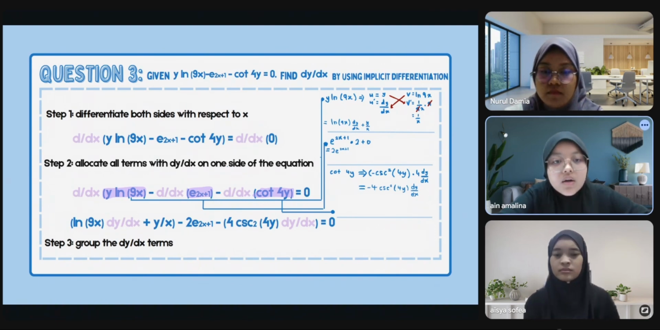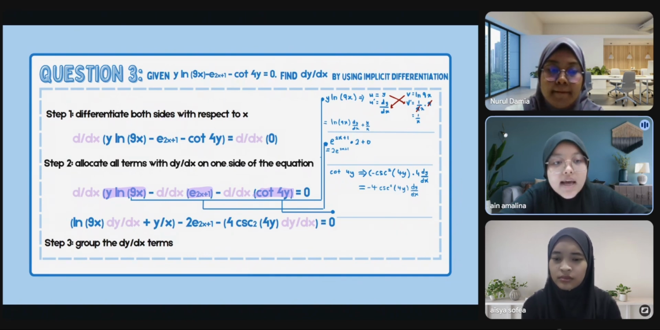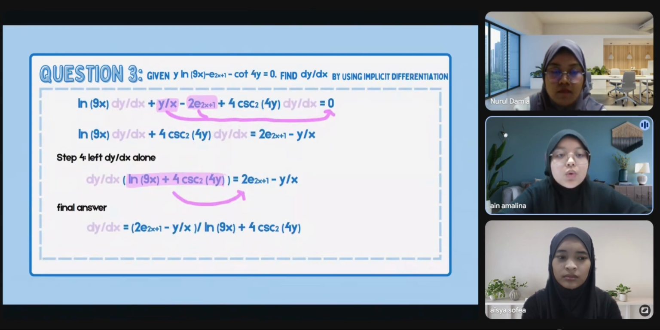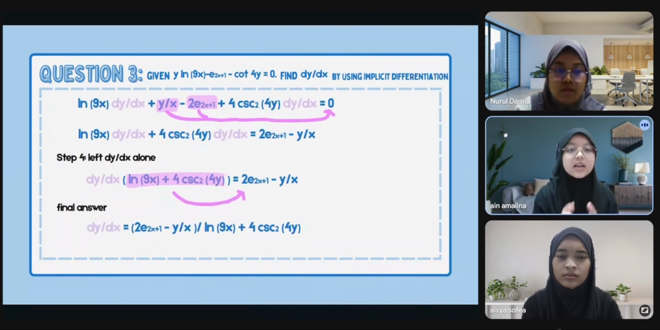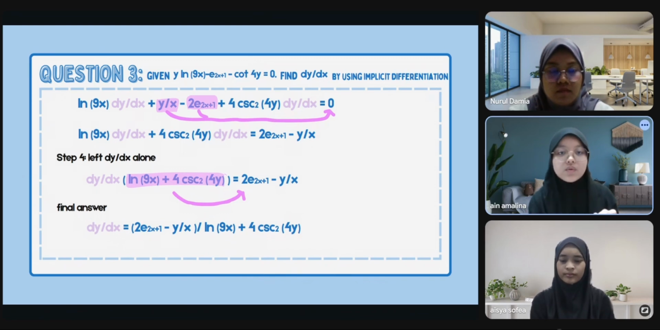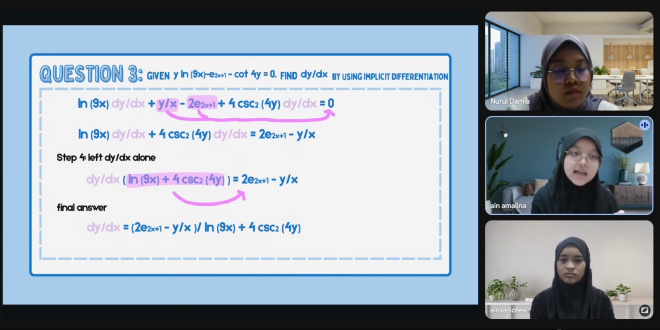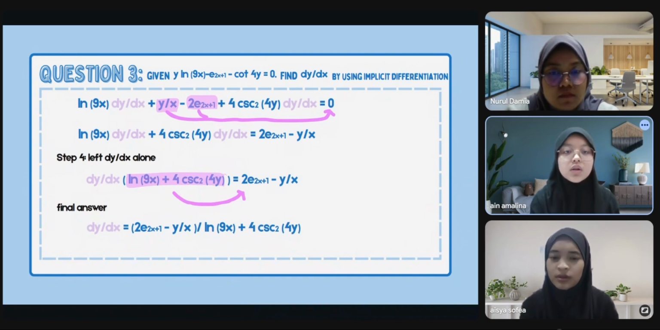And we will rewrite it. The answer is going to be ln x dy over dx plus y over x minus 2e to the power of 2x plus 1 minus 4 cosec square 4y dy over dx equal to 0. And for the next step, we need to group the dy over dx, which means that we need to divide the terms that have dy over dx and the terms that do not have dy over dx. As you can see there, I have highlighted the terms that do not have dy over dx. So they will go to the right hand side. It will be ln x dy over dx plus 4 cosec square 4y dy over dx equal to 2e to the power of 2x plus 1 minus y over x.